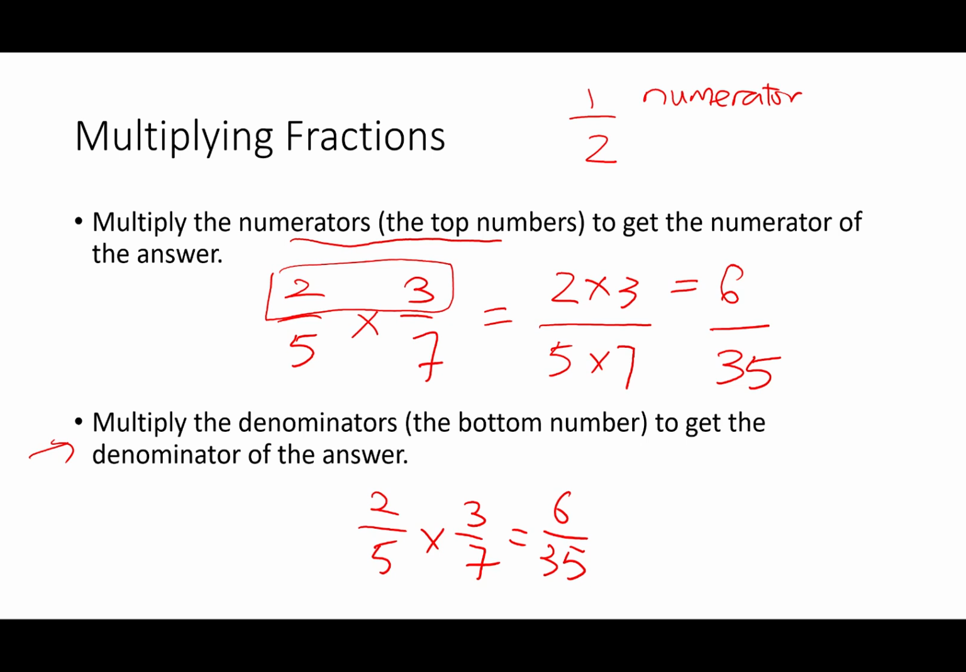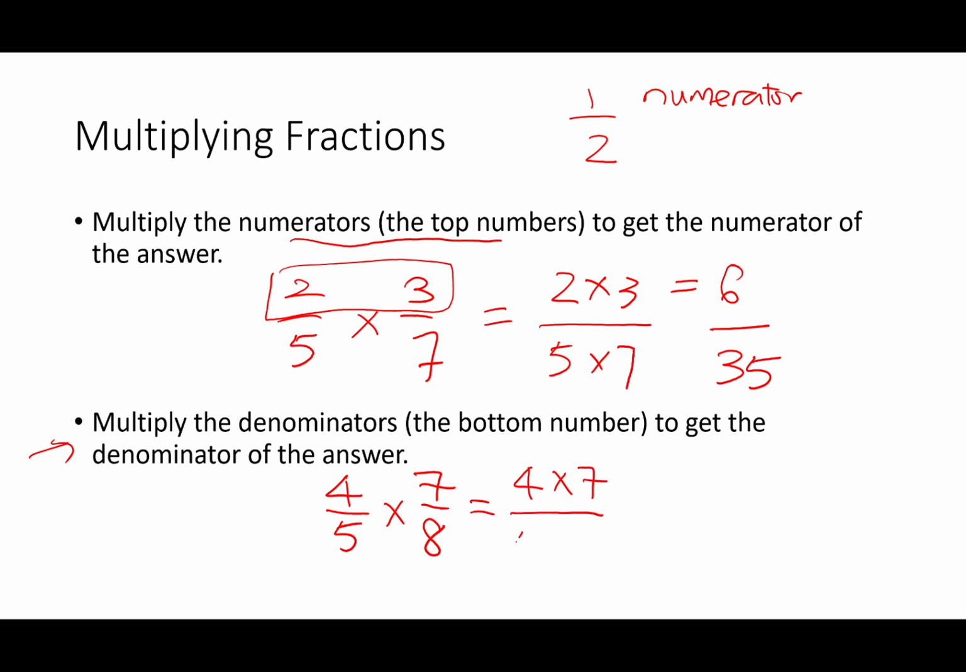Sometimes when you multiply fractions together, the end result can be reduced to the lowest terms, right? For example, if we have 4 over 5 multiplied by 7 over 8. So this is equivalent to the numerator multiplied by the numerator and the denominator multiplied by the denominator. So we will have 28 over 40.